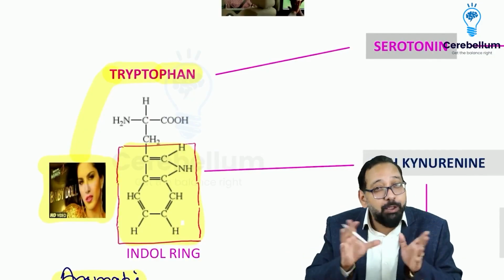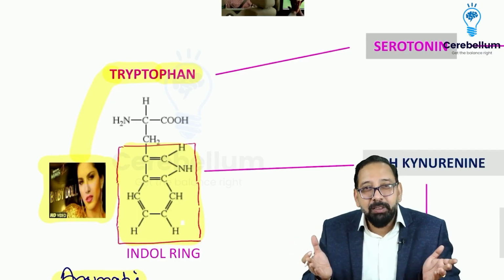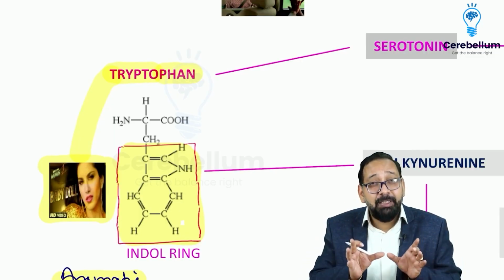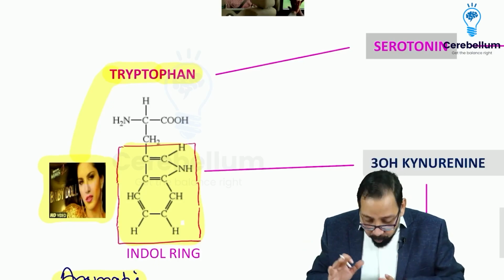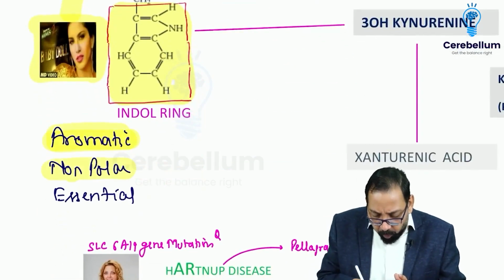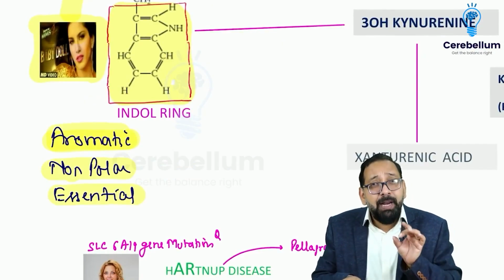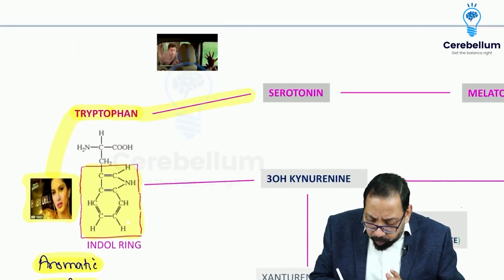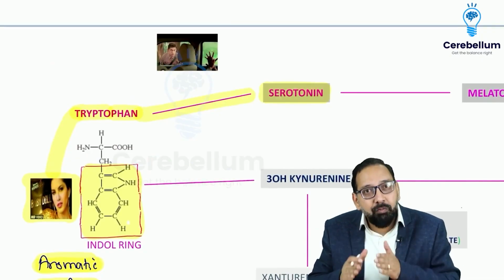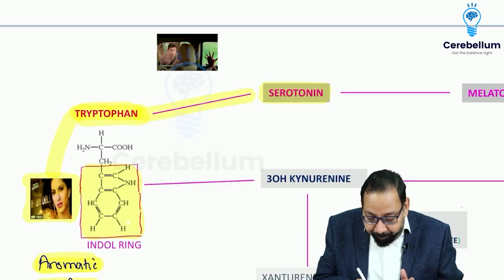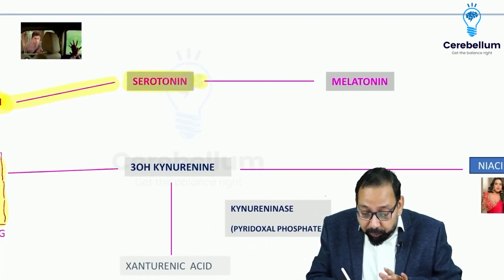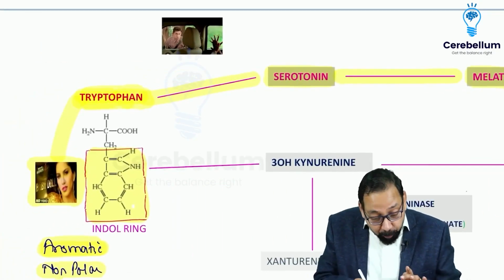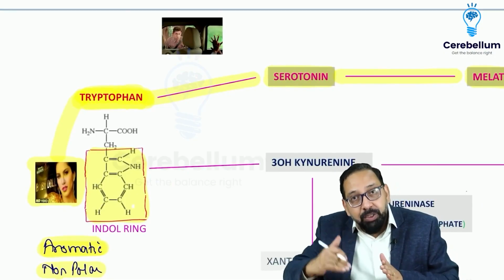This bulky side chain you can't synthesize. When you can't synthesize, it is essential. Such a large aromatic side chain has no polarity, non-polar. So tryptophan is aromatic, non-polar, and essential. In our body, tryptophan is metabolized and converted to serotonin. Question is asked that precursor for serotonin is tryptophan. This serotonin is further converted to melatonin. Question is asked that precursor of melatonin is tryptophan. So tryptophan is converted to serotonin and melatonin.